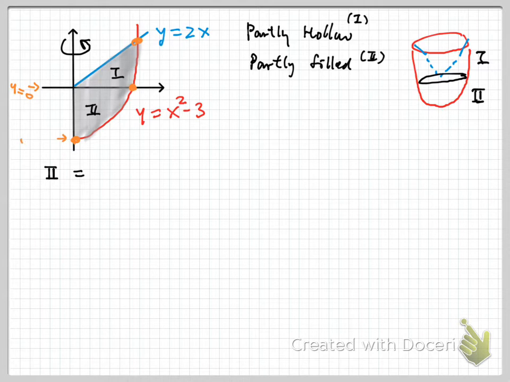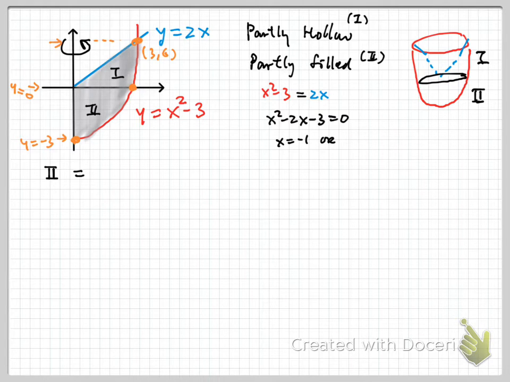Now this point, y would be minus 3. And how about this point? We solve the blue and the red equation. We observe that this point is (3, 6). If you solve between the red and the blue, we have x squared minus 3 equals 2x. So that means x squared minus 2x minus 3 is 0. So x is minus 1 or x is 3. It is on the right hand side, so x is 3. When x is 3, y is 6. So this one, y equals 6.